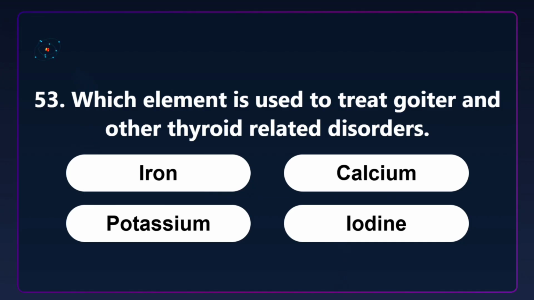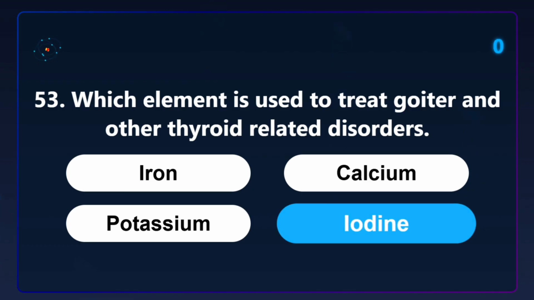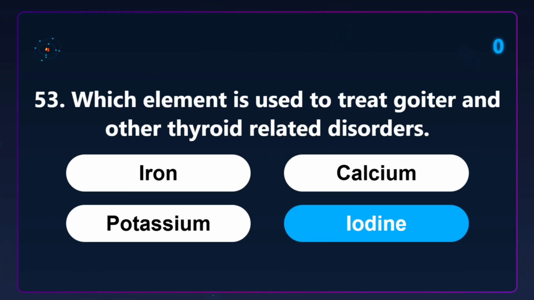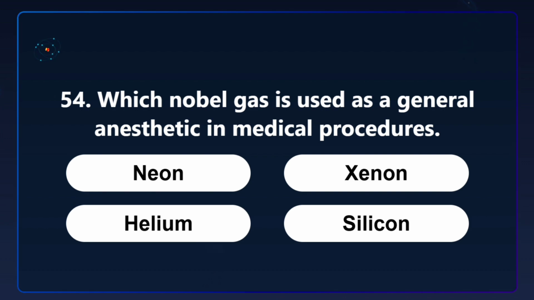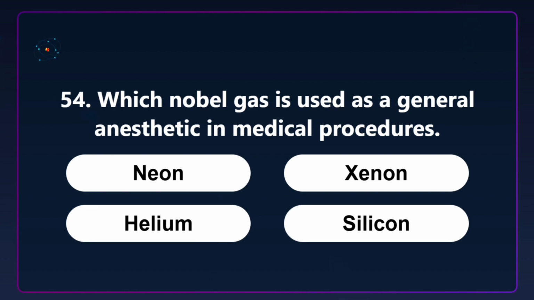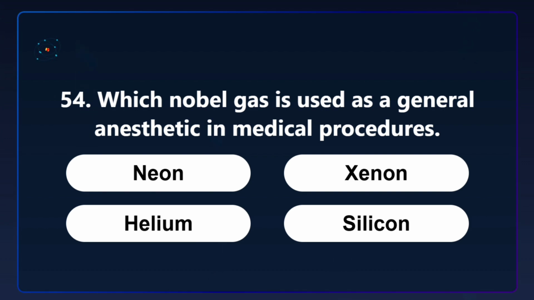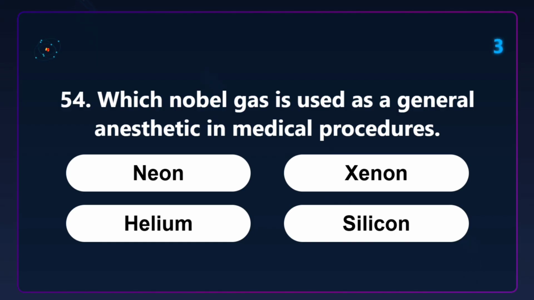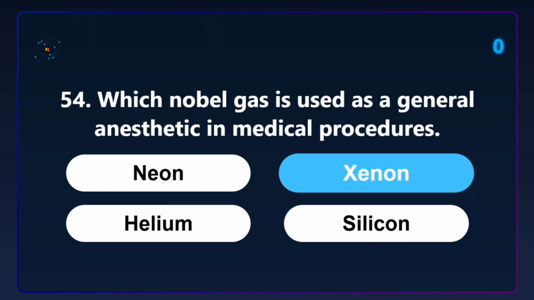Question 53. Which element is used to treat goiter and other thyroid-related disorders? The answer is iodine. Question 54. Which noble gas is used as a general anesthetic in medical procedures? The answer is xenon.